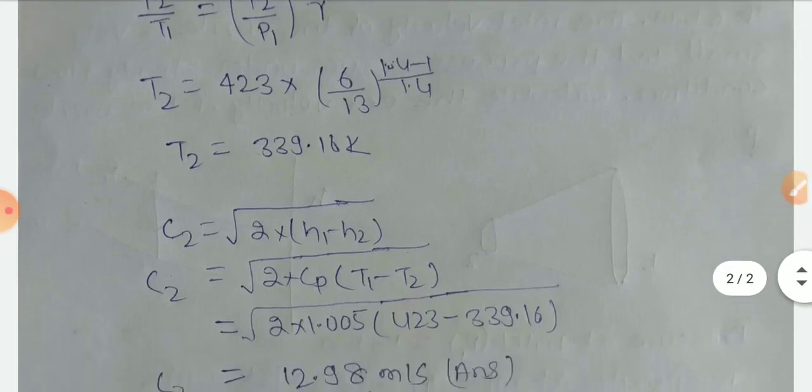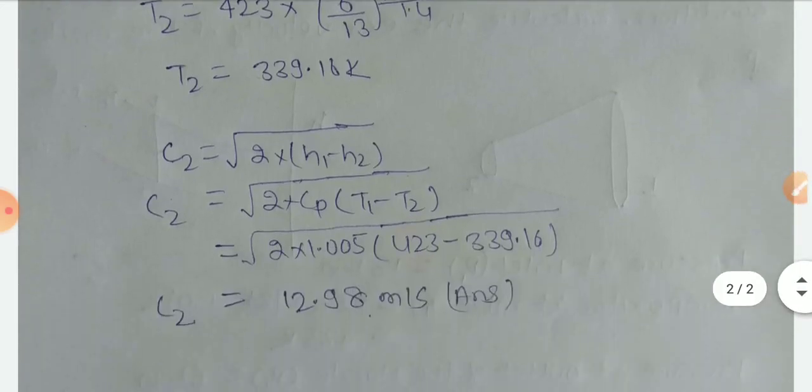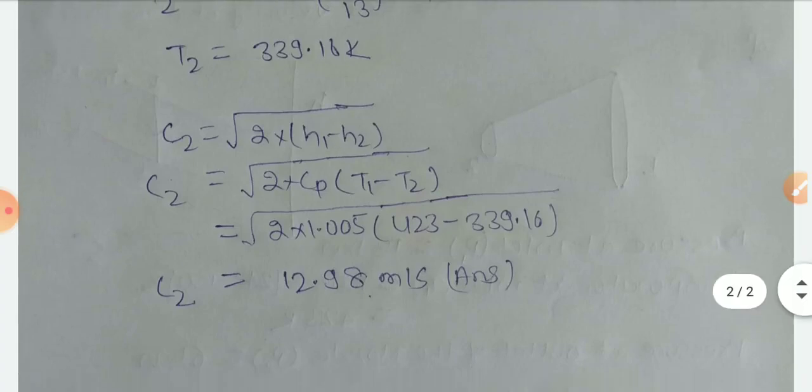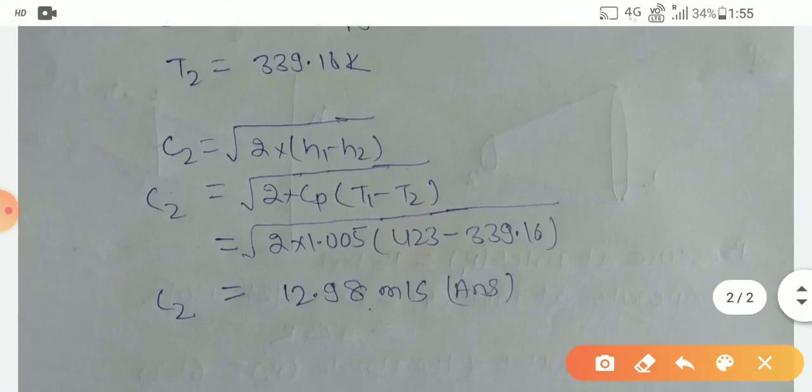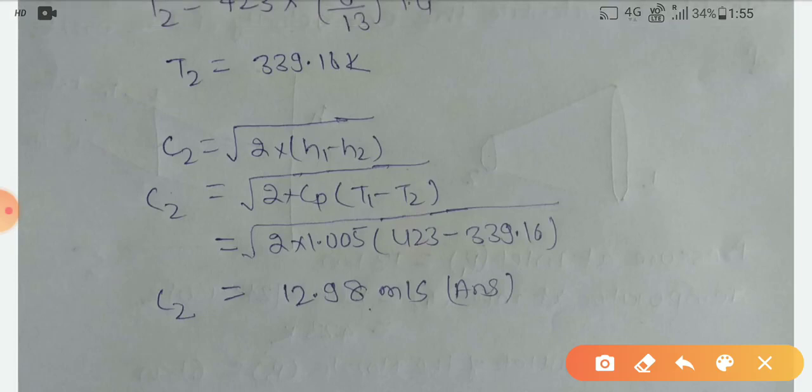Substitute this value in this equation. So you can write 2 into Cp, which is 1.005 kilojoule per kg Kelvin, and temperature T1 is 423 and temperature T2 is 339.169. Finally we get the answer 12.98 meter per second. Thank you friends for watching this video.